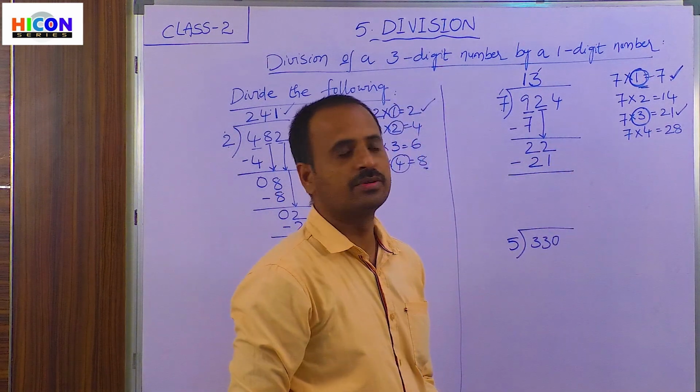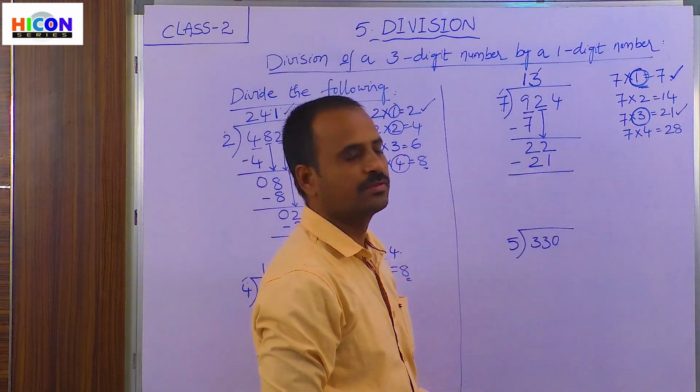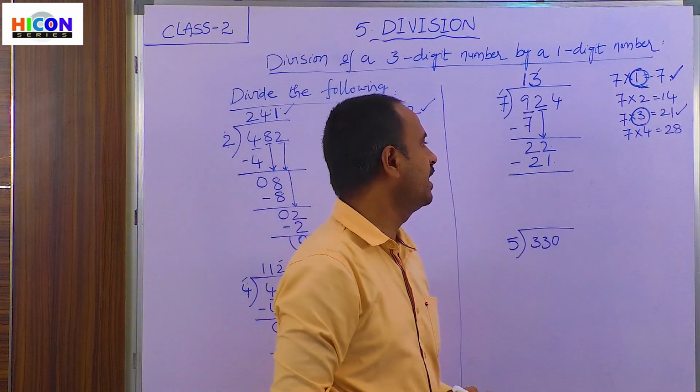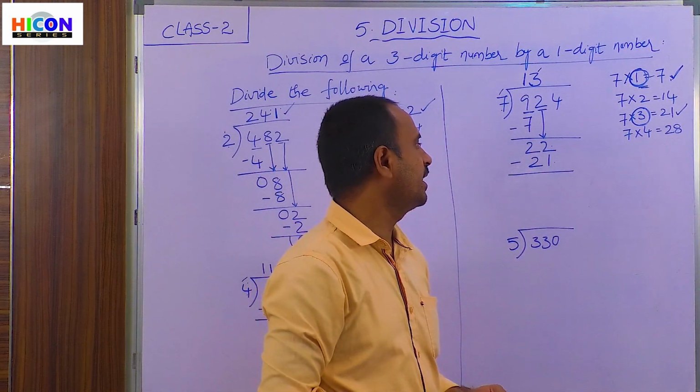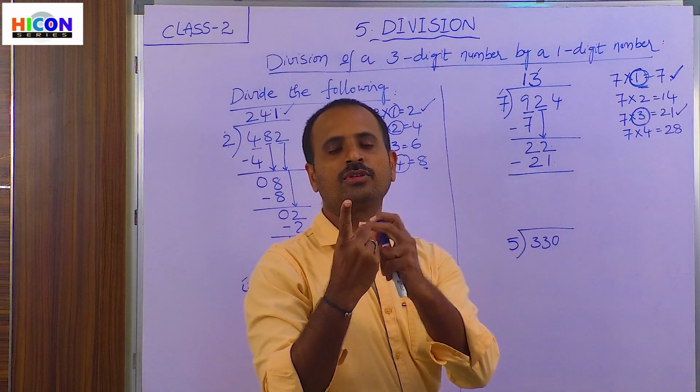So children, subtract. How can you subtract? First, subtract the digits present in the ones place. What are the digits present in the ones place? 2 and 1. So subtract 1 from 2. If you subtract 1 from 2, that means 2 minus 1, open 2 fingers and close 1 finger.